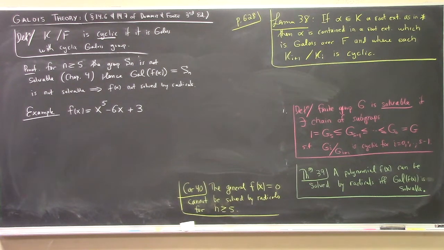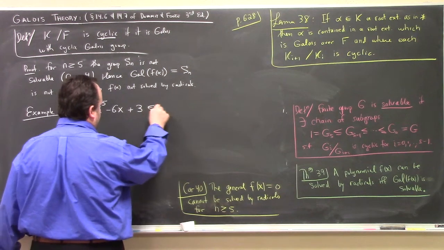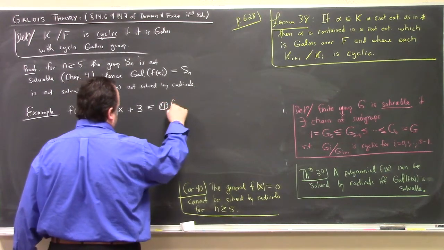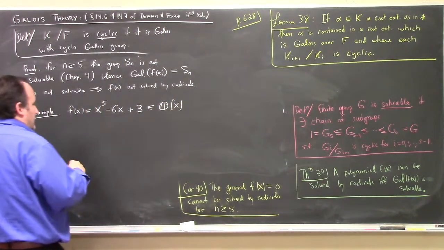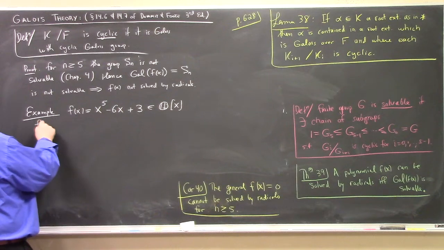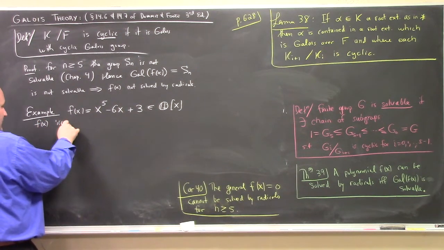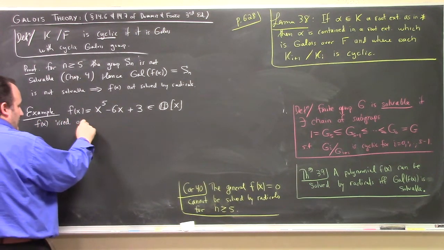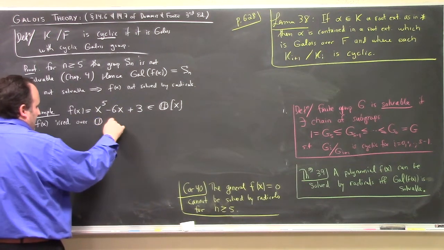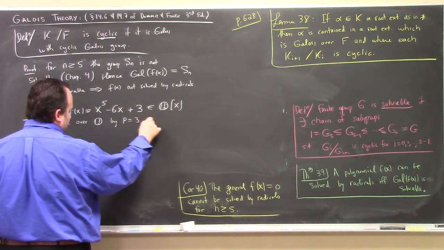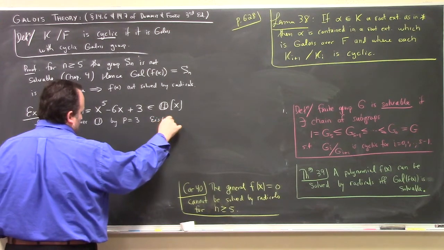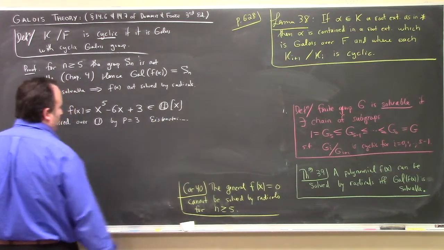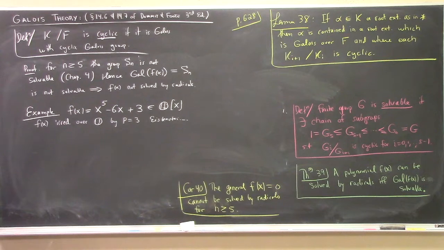Let's see here. So this is a polynomial in Q of x, all right? I mean, obviously it's got rational coefficients, right? He points out that f of x is irreducible over Q by Eisenstein with p equals 3. Okay, I think I believe that. Point number one: the splitting field for this polynomial has degree divisible by 5.